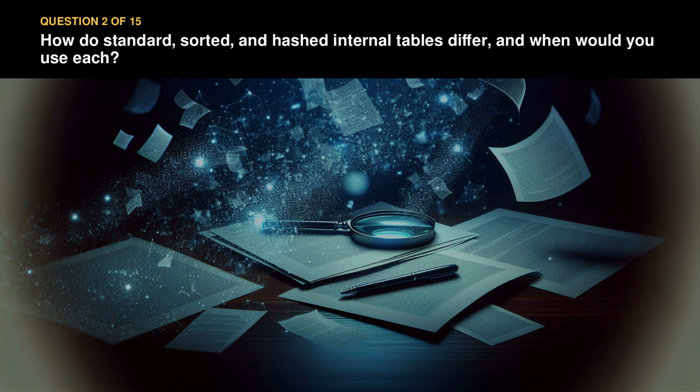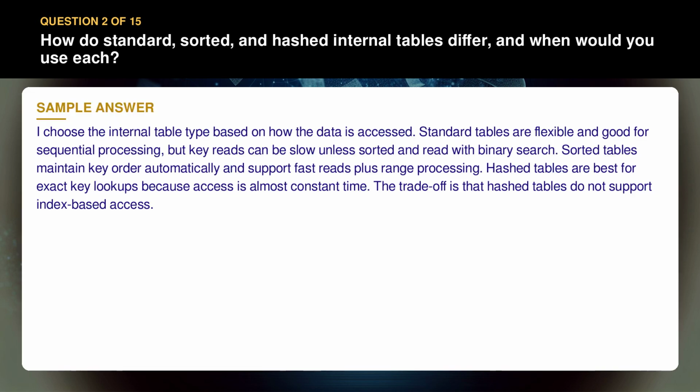Question 2. How do standard, sorted, and hashed internal tables differ? And when would you use each? I choose the internal table type based on how the data is accessed. Standard tables are flexible and good for sequential processing, but key reads can be slow, unless sorted and read with binary search. Sorted tables maintain key order automatically and support fast reads plus range processing.